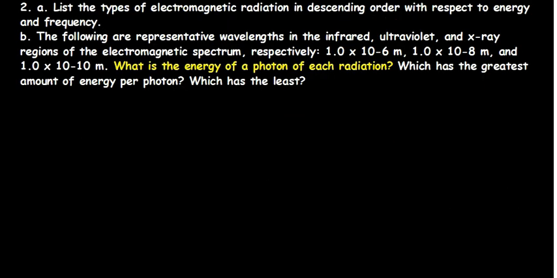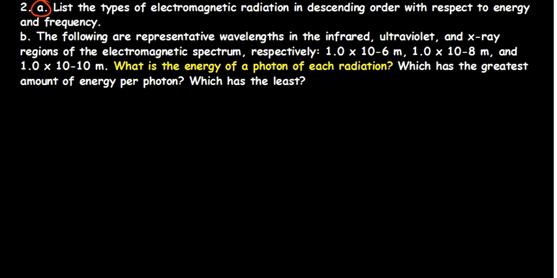Now question 2 is asking to list. So we've got part A and part B. Part A says list the types of electromagnetic radiation in descending order with respect to energy and frequency.